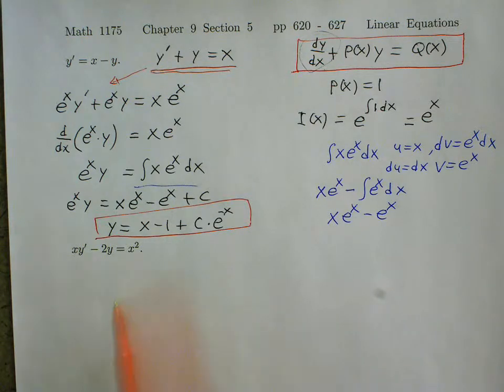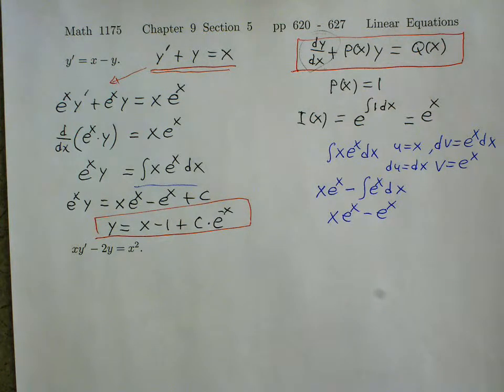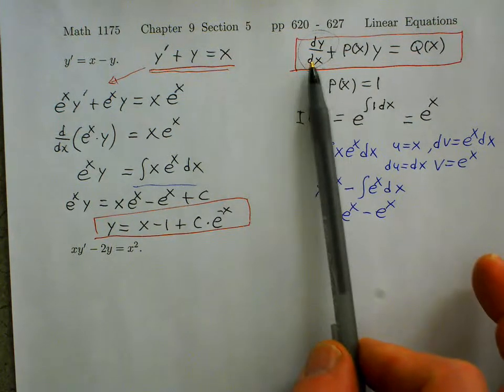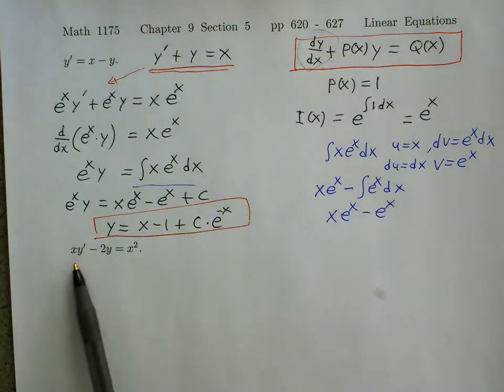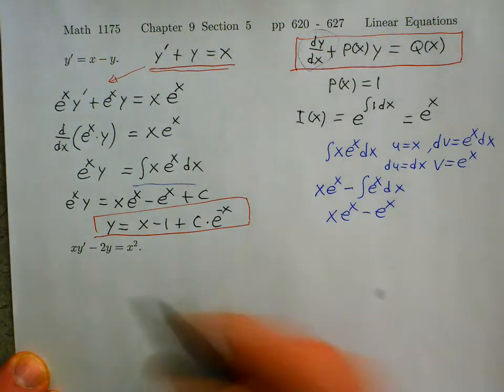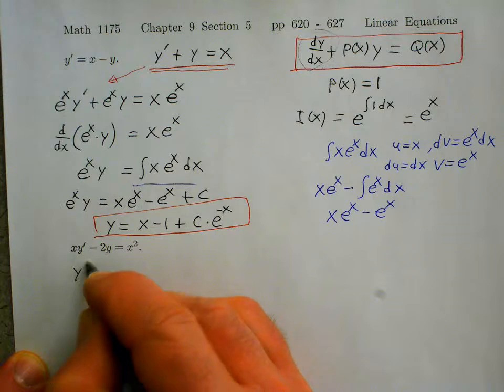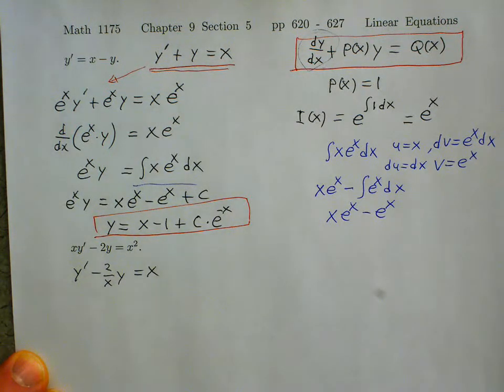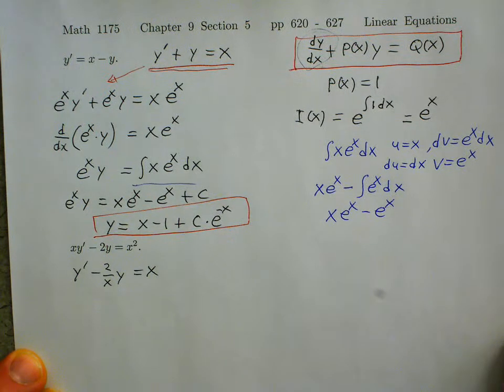So how do I get it into that form? Well, I want dy dx, or y prime, to be by itself. At the moment, I have x times y prime. So if I just divide every term on both sides by x, we'll get y prime minus 2 over x y equals x. Okay, now it's in the form that we want it.